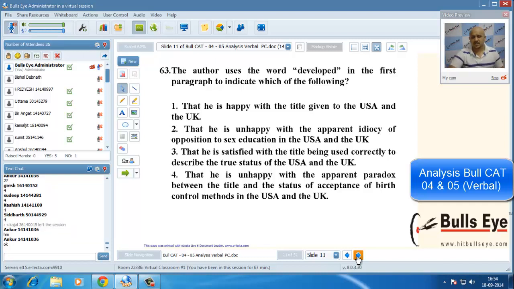So now we are shifting to some non-RC questions. I guess we've had a couple of RCs. You should be bored. I 100% expect that. So let's shift to some non-RC questions.